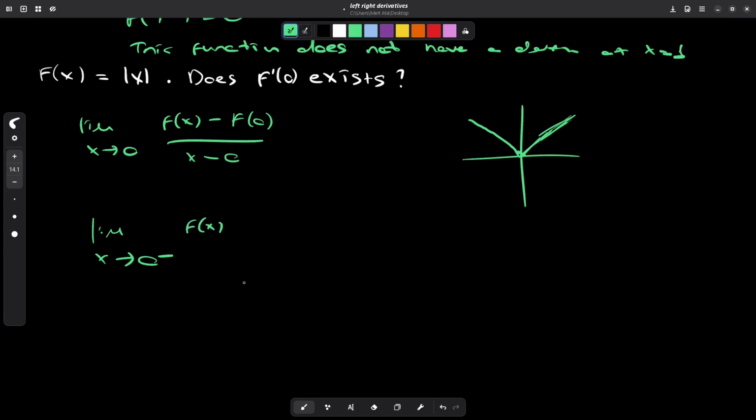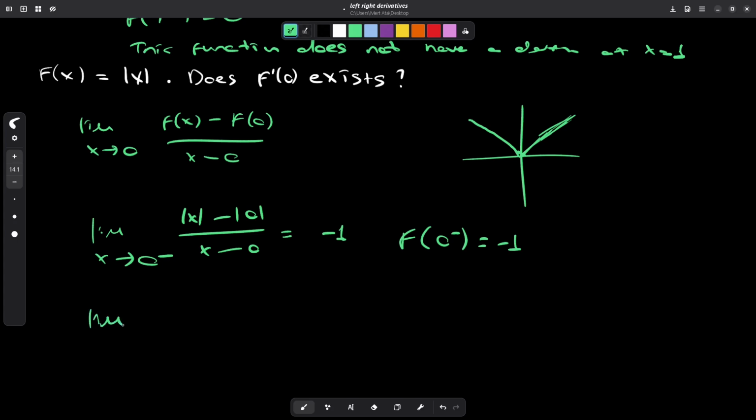f(x), or let's just go |x| minus |0| over x minus 0. Absolute value of x from the left side of it, right? So therefore, this is negative x. Negative x over x is negative 1. So we will say the left-hand derivative is negative 1.